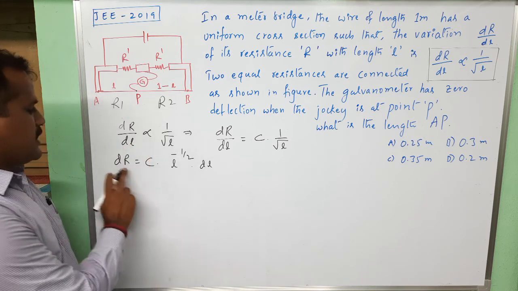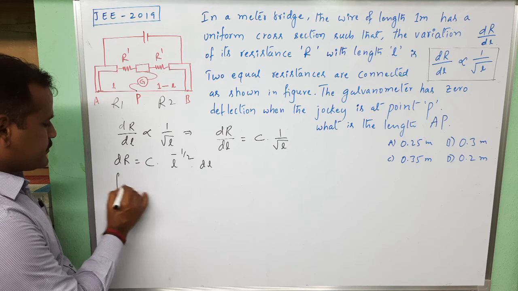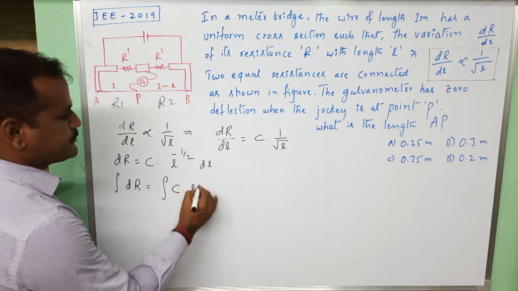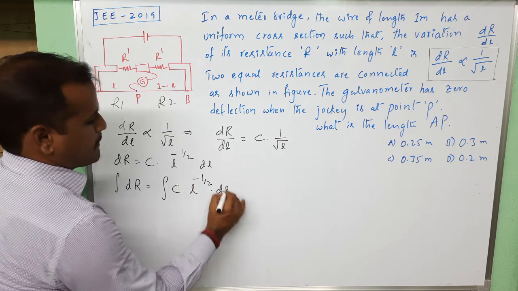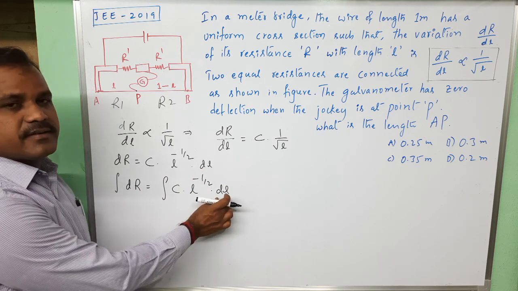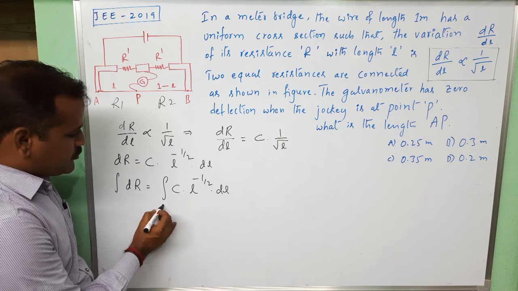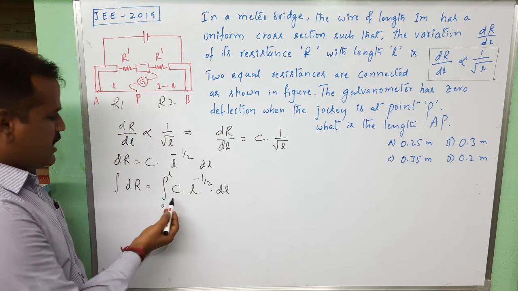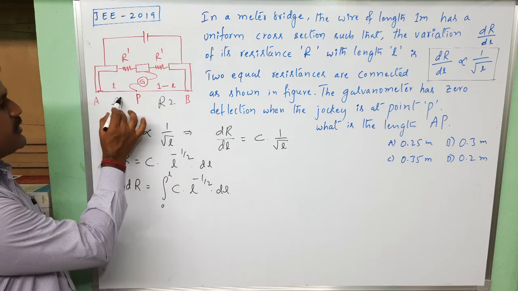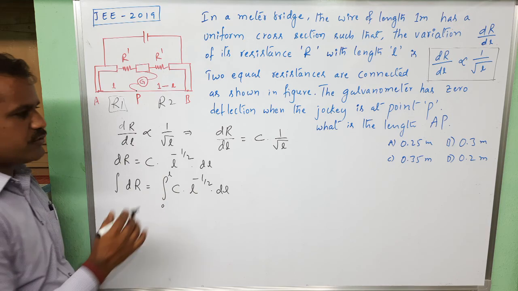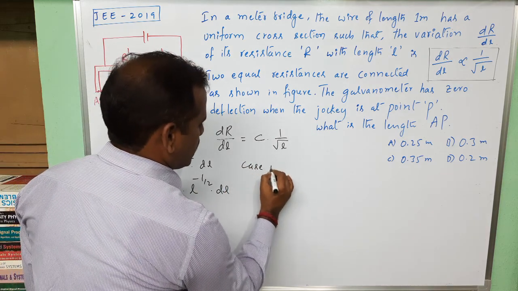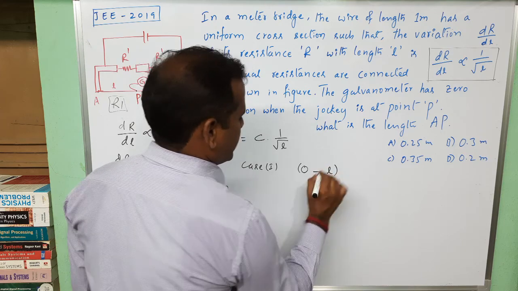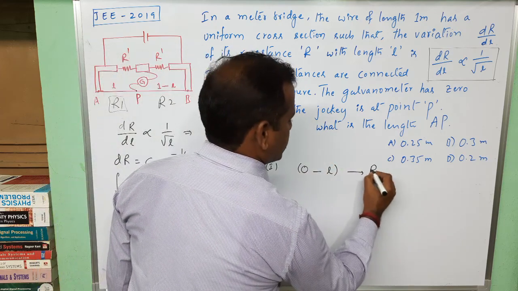So from this dR, I integrate like this, both sides I am integrating. If the length is varying from 0 to L, that means from this point to this point, I will get this side integral dR as R1. So in case 1, if we integrate from 0 to L on the right hand side, we will get R1 on the left hand side.